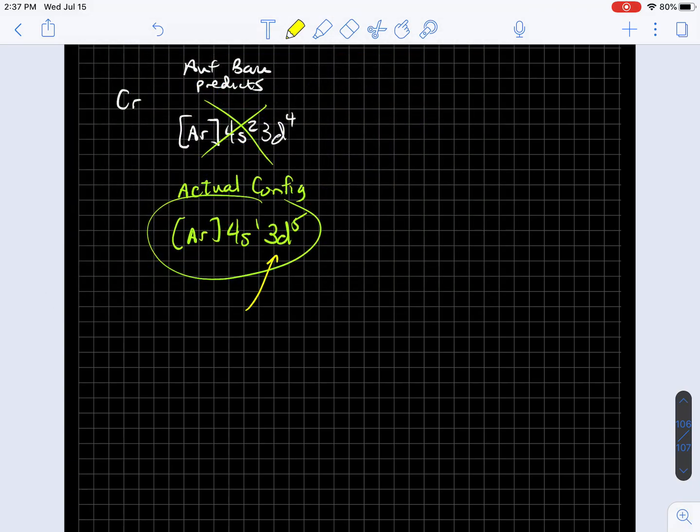Well, because with a d5 configuration, you have extra stability. Remember, nature tends towards stability. So we love that. We have a stable half-filled shell if we do that. So chromium will not do 4s2, 3d4, but instead we'll do 4s1, 3d5.